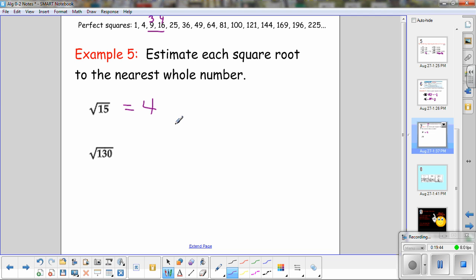The square root of 130 is going to fall right in between these two. 121 is 11 times 11, so the square root of 121 is 11. The square root of 144 is 12. Now you just have to figure out which one it's closer to. Is 130 closer to 121 or 144? Well, it's a little bit closer to 121, so the square root to the nearest whole number is 11.